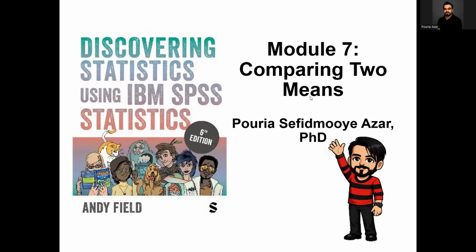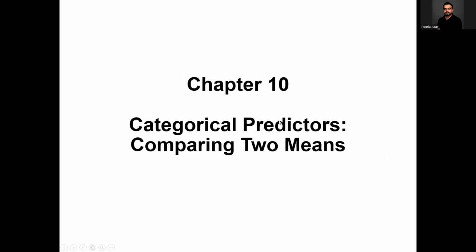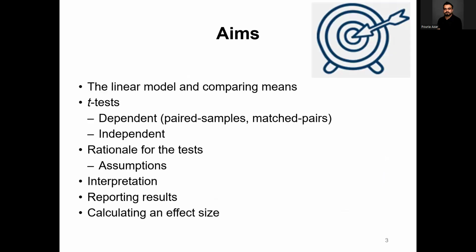Welcome to Module 7. In this module, we will talk about comparing two means using SPSS. This module covers Chapter 10 from your textbook. Here are the objectives of this module.